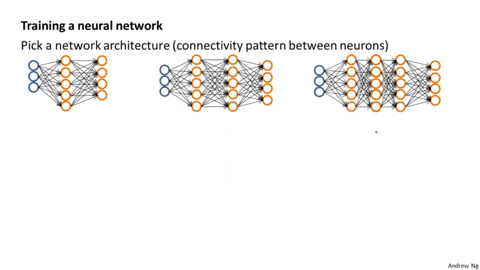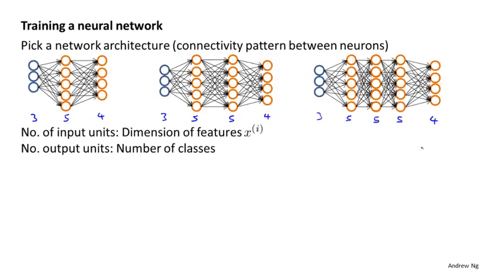When training a neural network, the first thing you need to do is pick some network architecture. And by architecture, I just mean connectivity pattern between the neurons. So, we might choose between, say, a neural network with 3 input units, 5 hidden units and 4 output units, versus one with 3 input units, 4 output units, and 5 units in each of 3 hidden layers. And so these choices of how many hidden units in each layer and how many hidden layers, those are architecture choices. So how do you make these choices?